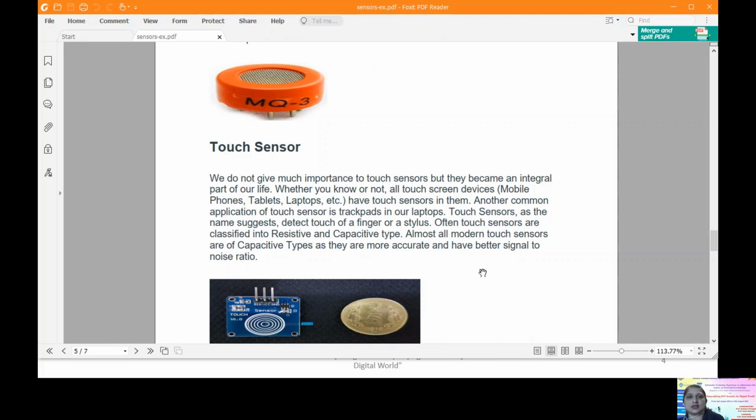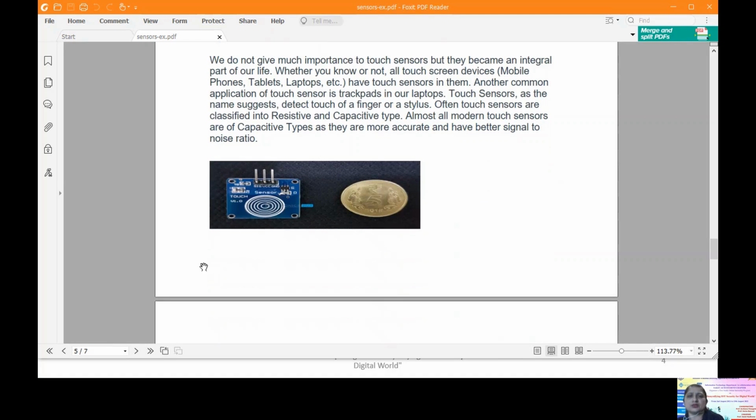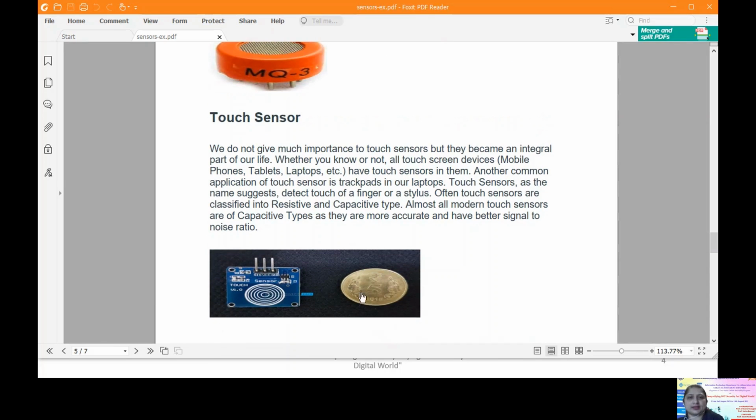Touch sensors, as the name suggests, detect the touches of fingers, right? Often touch sensors are classified into resistive and capacitive types. Almost all modern touch sensors are of the capacitive type as they are more accurate and have a better signal to noise ratio. So your touch sensor will look like this.